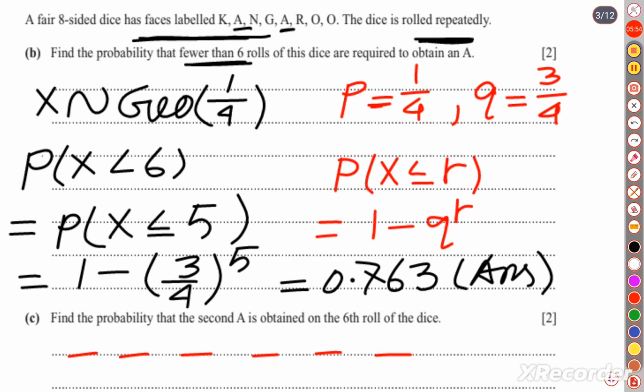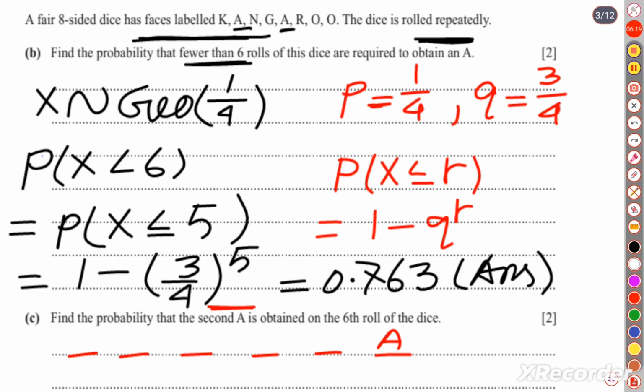Among these six rolls, one thing is sure: on the sixth roll there was success. This is the second A, so A was obtained for the second time on the sixth roll. But what about the first through fifth? We should not deviate from the question. Whenever a desired outcome is obtained, then rolling is over.